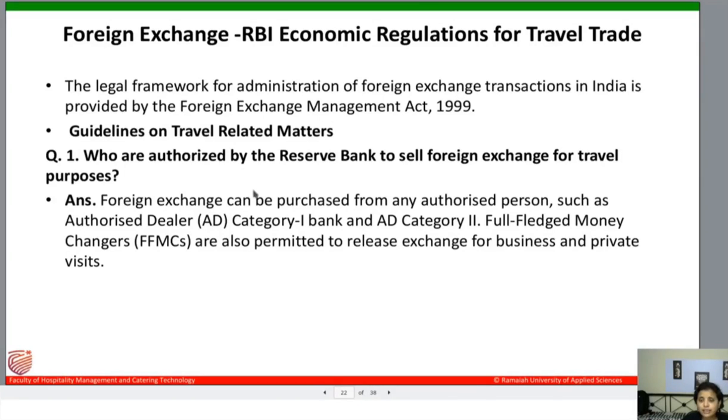In this act, it is said that a person can purchase foreign exchange from AD1, AD2 or from FFMC. AD1 is authorized dealer, which is usually all kinds of banks. AD category 2 is all the tour operators, the travel agencies, the hotels. And full-fledged money changers, again in this there are private players who have been permitted by RBI, Reserve Bank of India, to release the foreign currencies for any kind of business and private visits.